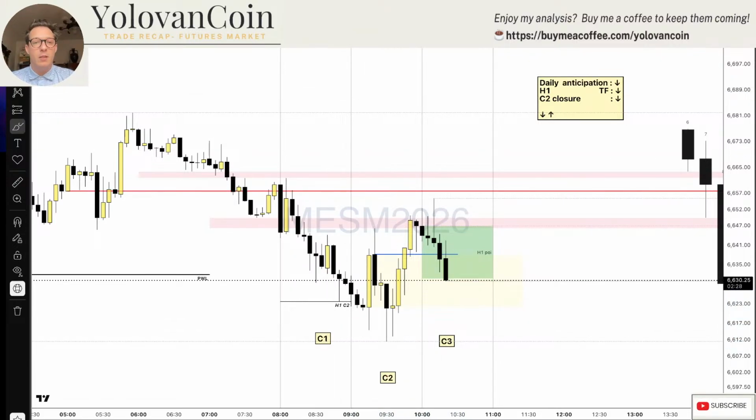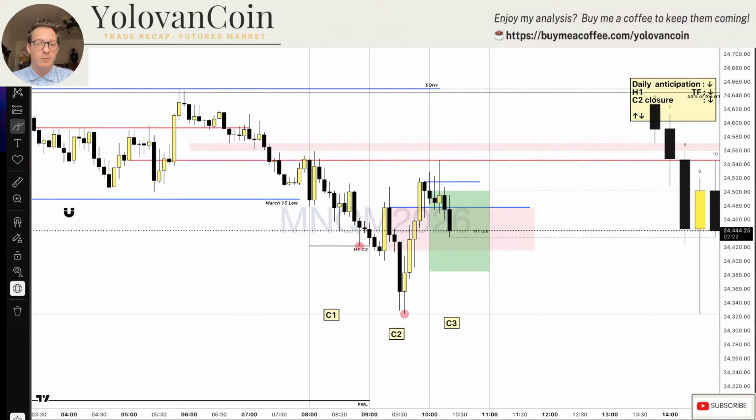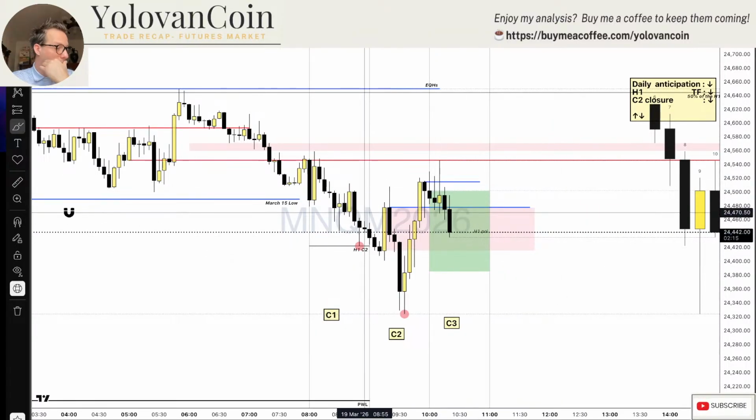Let me see gold. Okay, retracing. No protected low inside the C3.